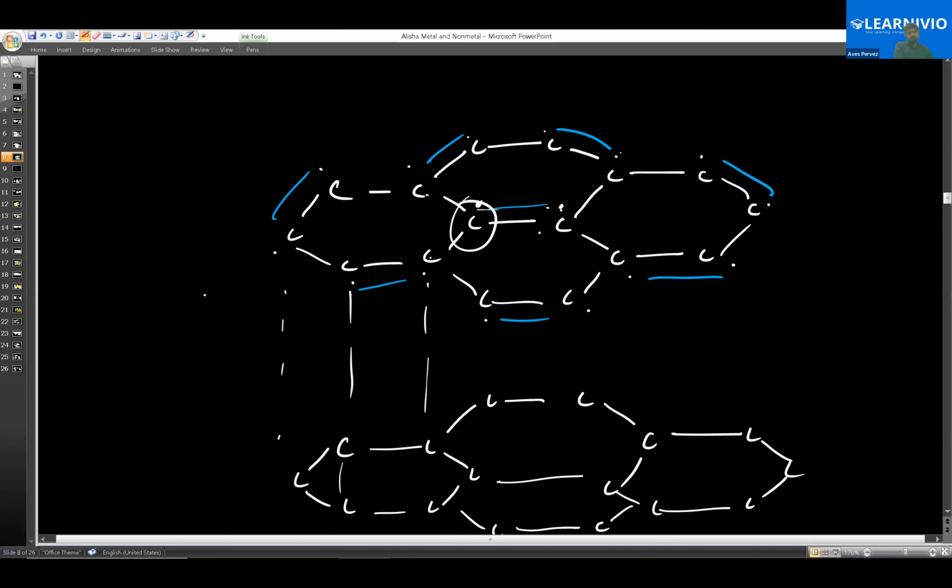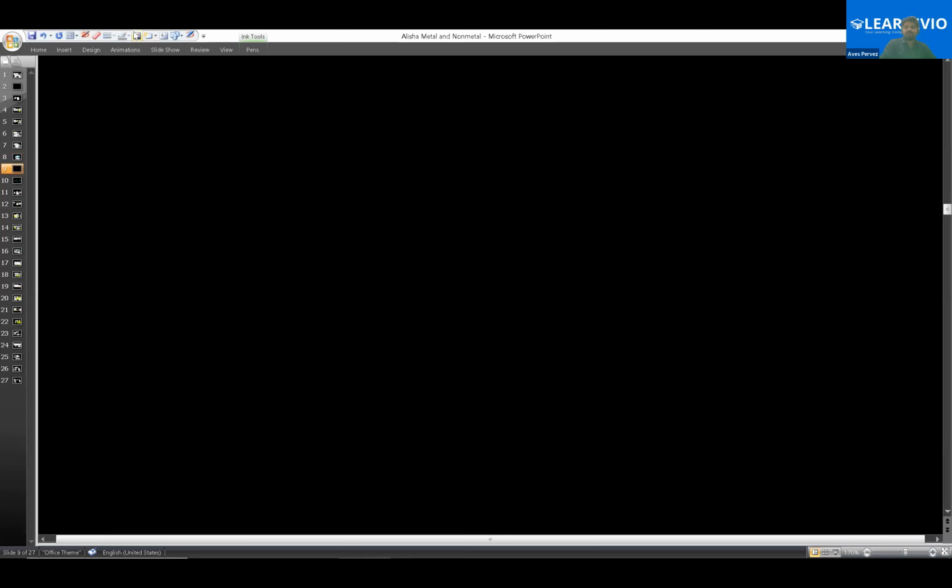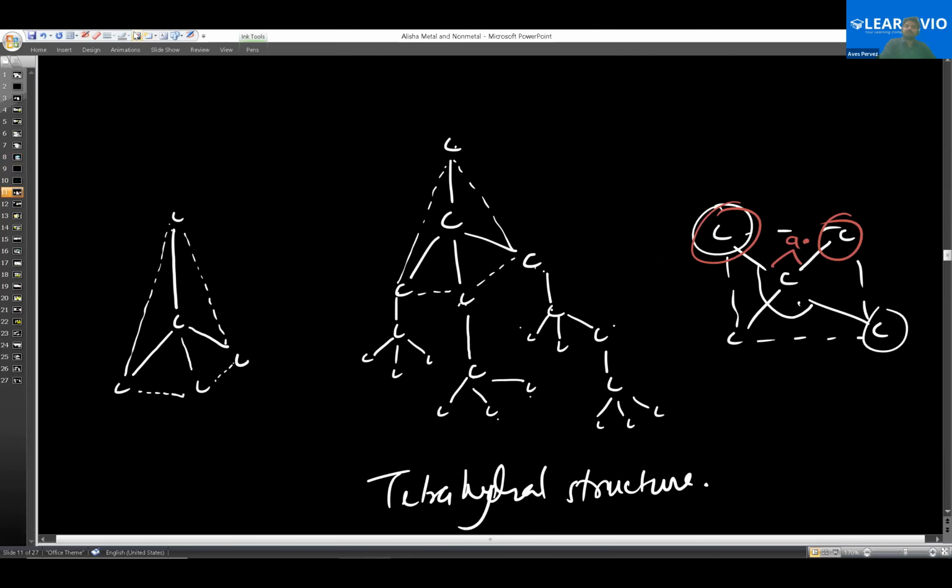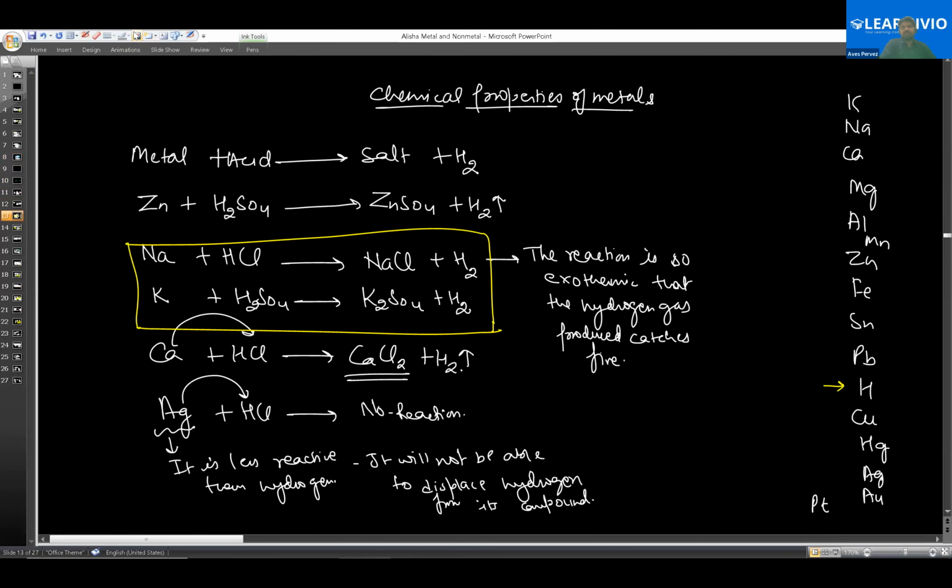Done? Done, yes, sir. So these are the physical properties that we discussed today, and the most important thing is the chemical properties of metals. Chemical properties of metals are very important. The first property is that metals, when reacted with acid, produce salt plus hydrogen gas. But all metals do not react with acids.